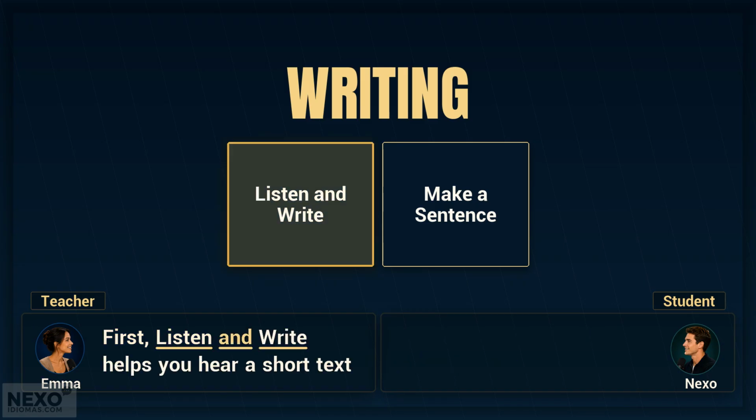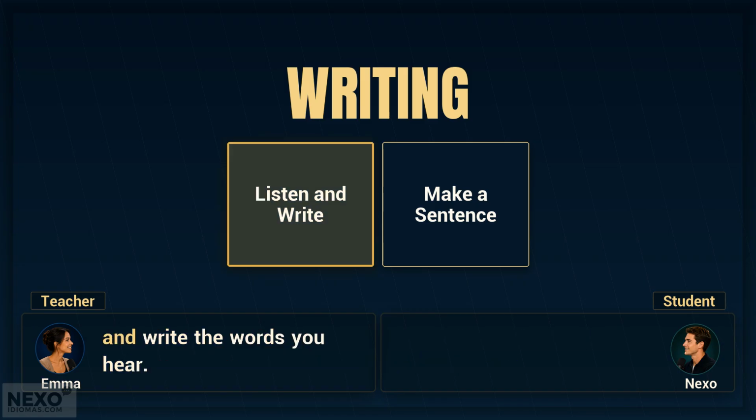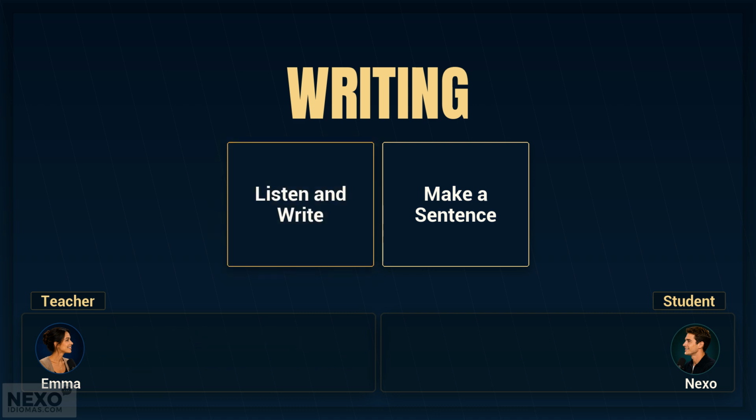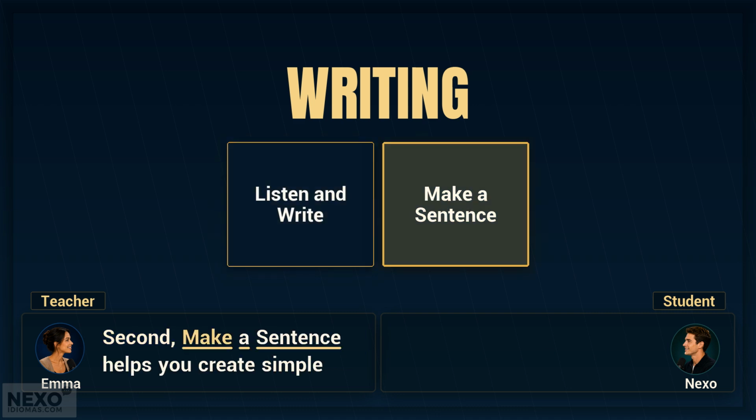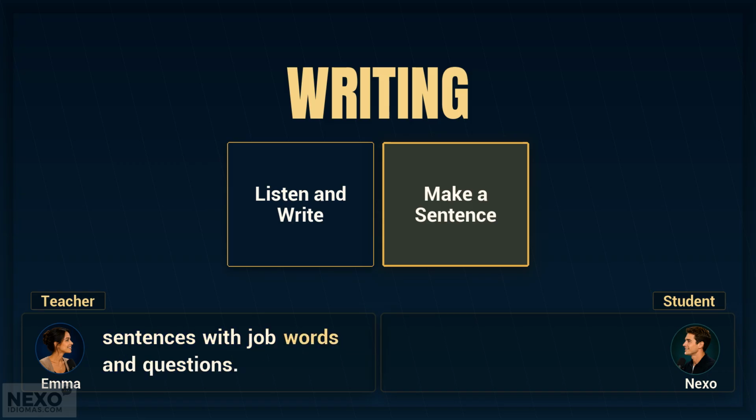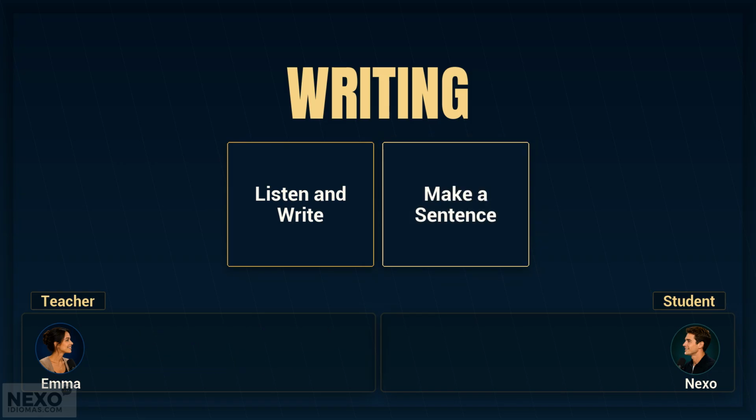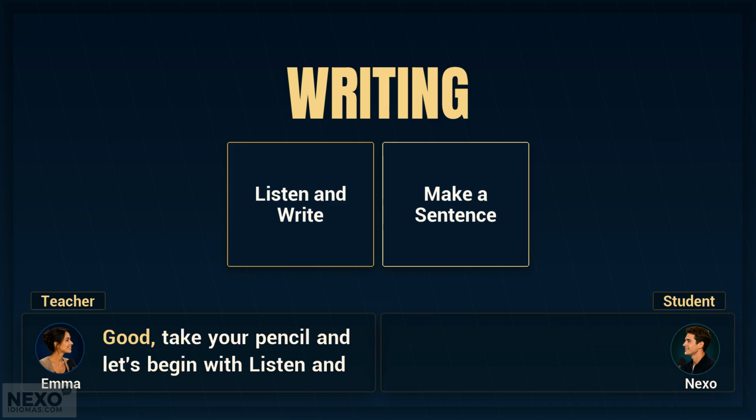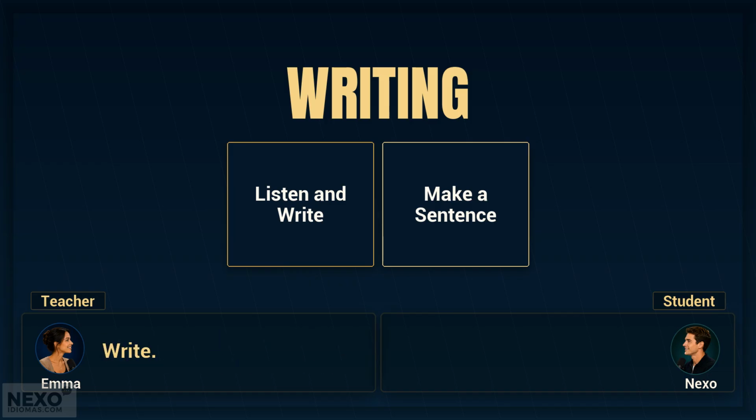First, listen and write helps you hear a short text and write the words you hear. Second, make a sentence helps you create simple sentences with job words and questions. That sounds useful for my writing. Good. Take your pencil and let's begin with listen and write.